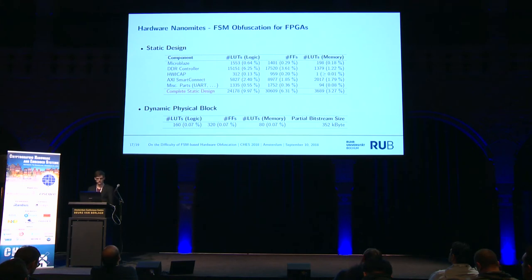The part for the dynamic physical block is really small because it's just implementing the state transition function with 240 lookup tables and 320 flip-flops. And in the paper, we also have a security analysis of why it's challenging to reverse engineer.